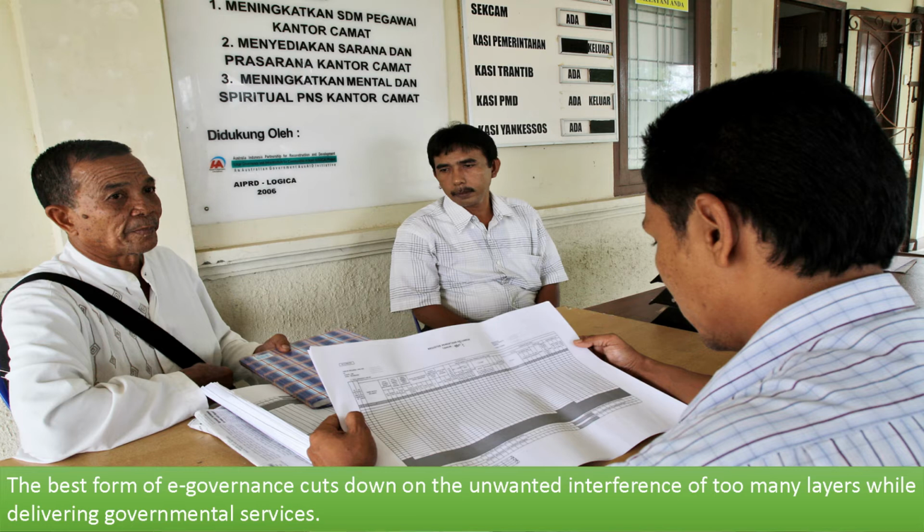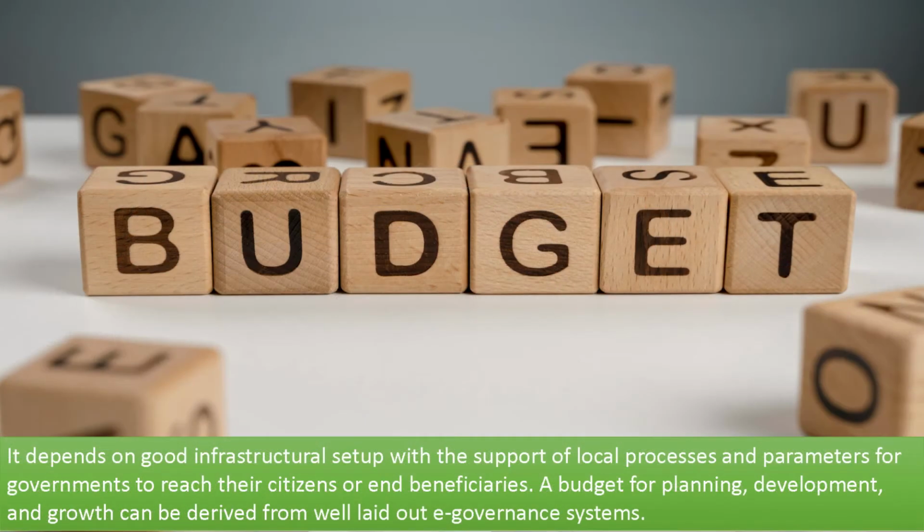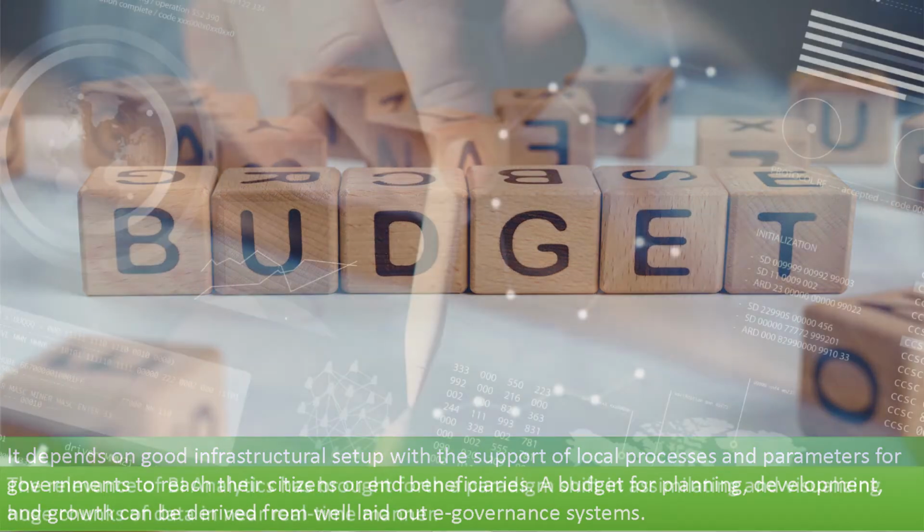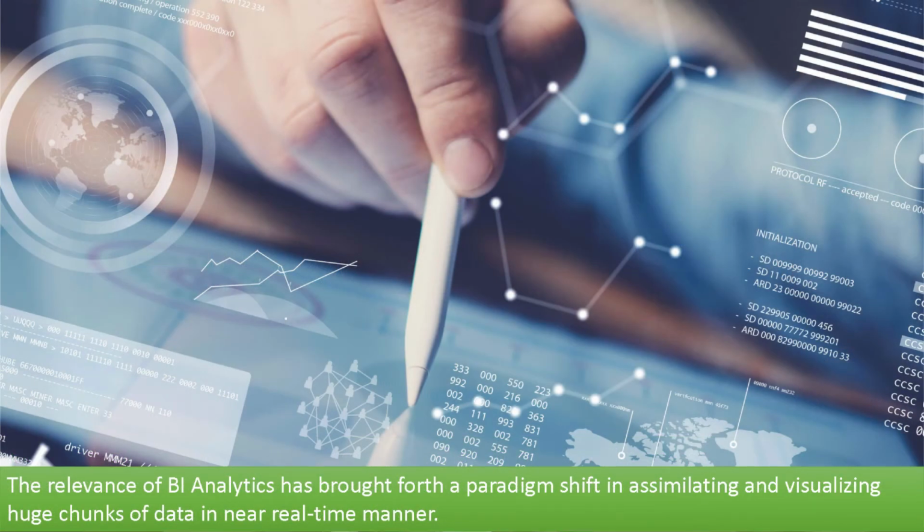So it depends on good infrastructure setup with the support of local process and parameters for government to reach their citizens or end beneficiaries. A budget for planning, development and growth can be derived from well-laid e-governance systems. So the relevance of business intelligence, or artificial intelligence, or BI analytics, has brought forth a paradigm shift in assimilating and visualizing huge chunks of data in a near real-time manner. So the pivot of all good decision-making systems is correct, up-to-date and compliant data.